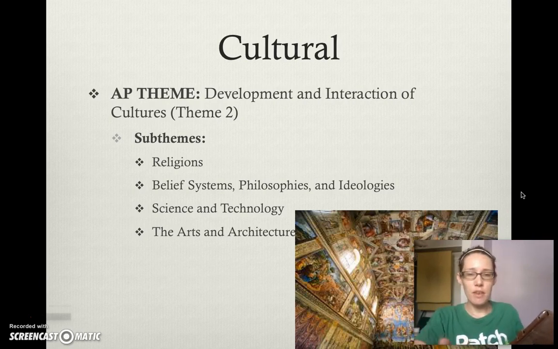Next theme, cultural. Okay, again, lots of sub-themes. This links to the development and interaction of cultures, AP theme. And here we go, sub-themes: religion, belief systems, philosophies, ideologies, science and technology, arts, and architecture. All right, so that's, in my mind, a key difference. A lot of people look at that and they say, cultural, isn't that social? Well, notice that in a lot of ways you are focusing on sort of the product of social interactions, right? Like arts and architecture, that's one of the reasons why I put the Sistine Chapel ceiling as the image here.